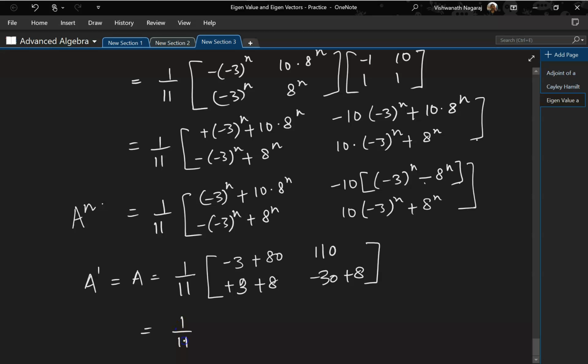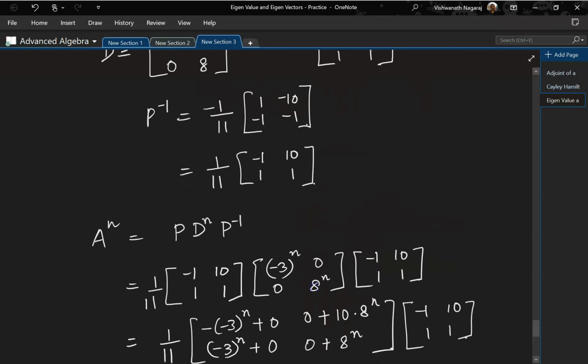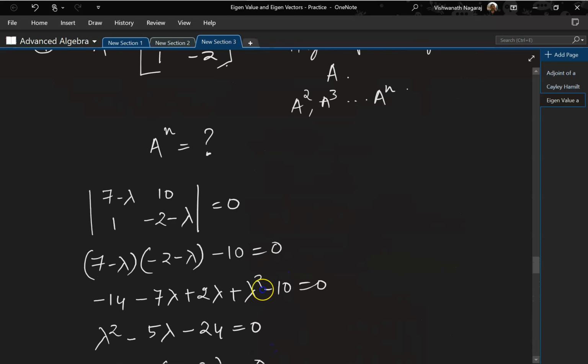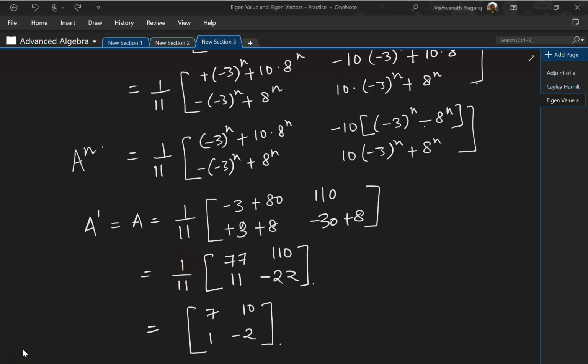So we get 1 by 11 of [[77, 110], [11, -22]]. Now, if we take 11 and divide all the elements by 11, we get 7, 10, 1, minus 2, which is nothing but our A. 7, 10, 1, minus 2.